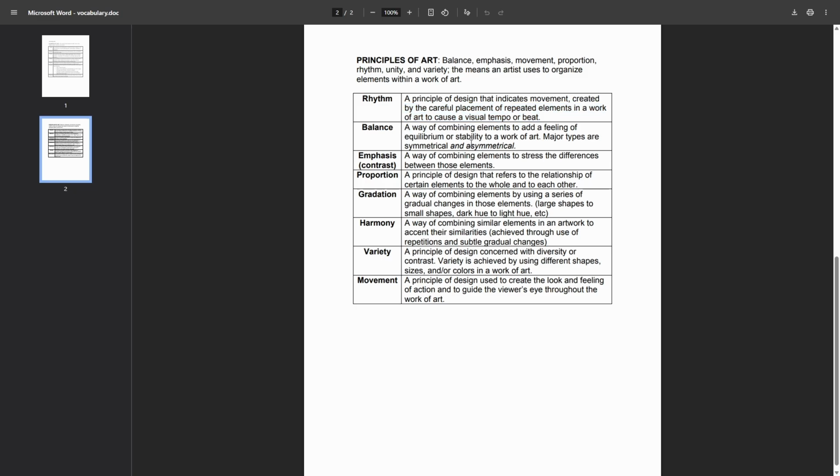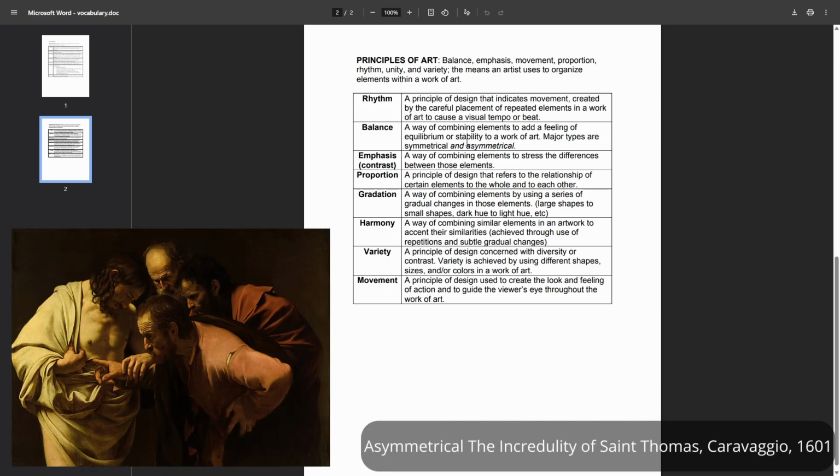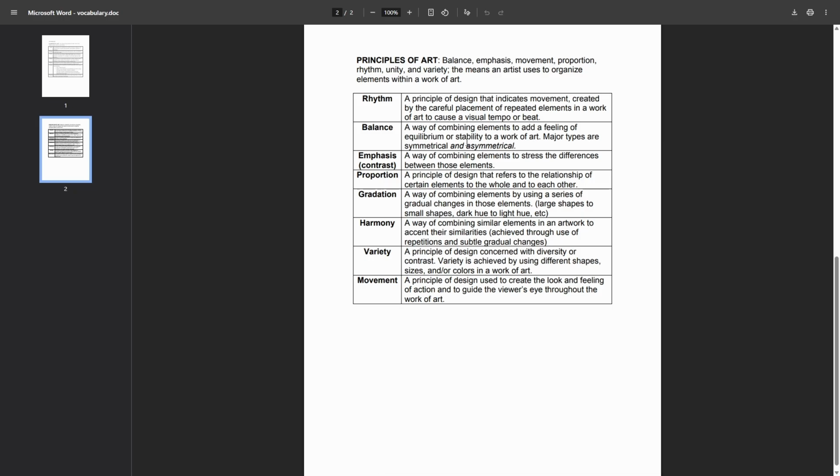So we have the balance, a way of combining elements to add a feeling of equilibrium or stability to a work of art. Major types are symmetrical and asymmetrical. I talked about the slimes that are symmetrical, for example, and they could be asymmetrical by, for example, damaging a part of it. But in the art part, it's more about if I have too much weight or too much information in a certain part of the piece, the other one should balance this, with the same amount of weight, the same amount of elements, or actually being asymmetrical and having way less compared to the other one.